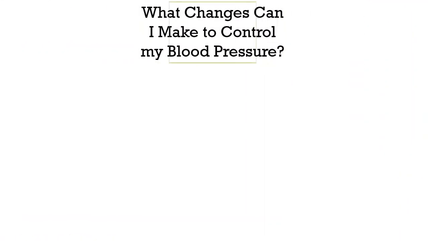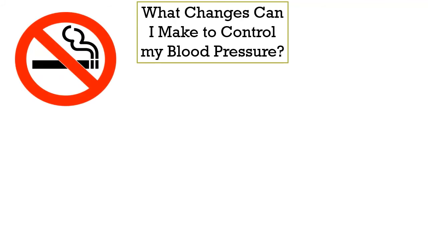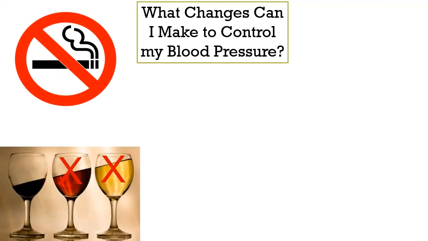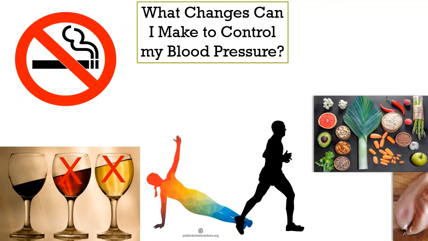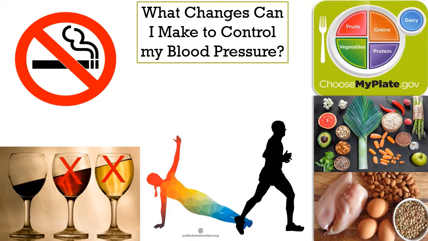So what changes can you make to control your blood pressure? You can stop smoking. Give up or moderate the amount of alcohol you drink. Get up and exercise. If you have a desk job, stand up and take a short walk around the office every 1 to 2 hours. Change your eating habits. There are many ways to incorporate healthy foods into your diet. ChooseMyPlate.gov is an excellent resource to help you get started.